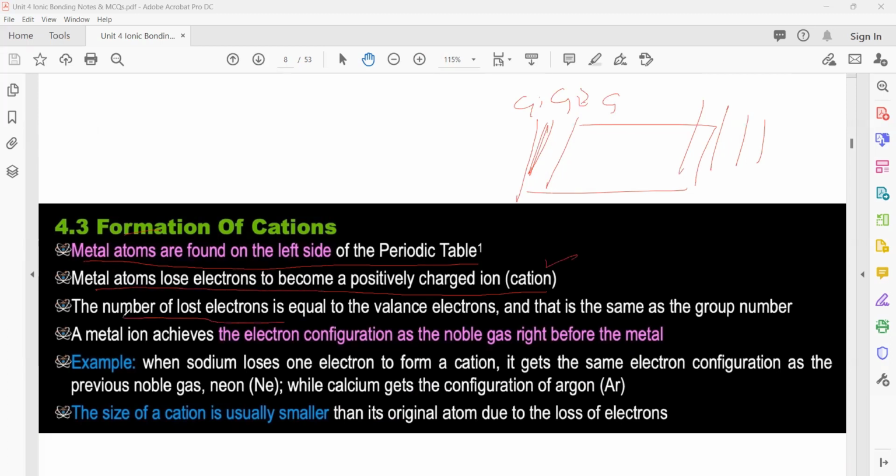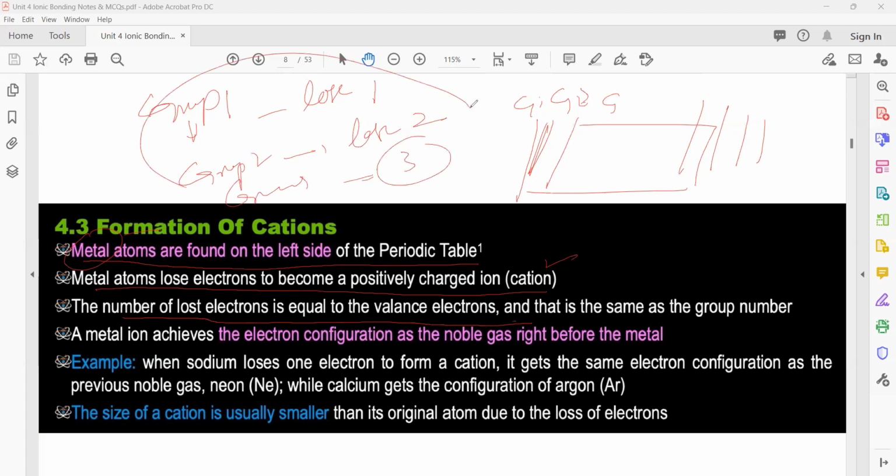The number of lost electrons is equal to the valence electrons. How many electrons will a metal lose? It depends on its group number. All the metals in group 1, how many electrons will they lose? 1. All the metals in group 2? 2. Group 3, how many lose? They will lose 3. Like this, if you want to know how many electrons an element will lose, see its group number. Whatever the group number, it is equal to the number of electrons it will lose.